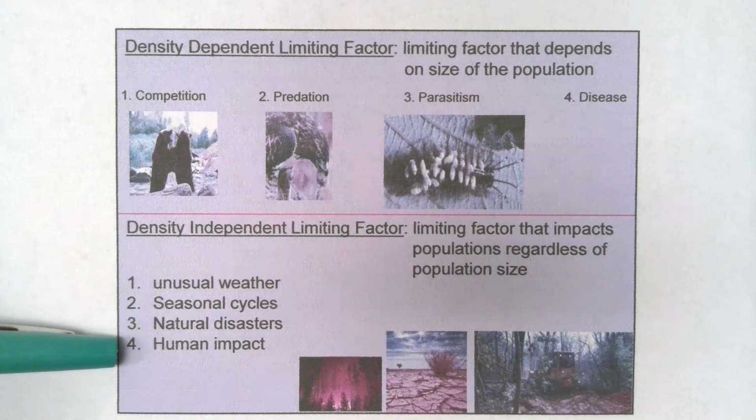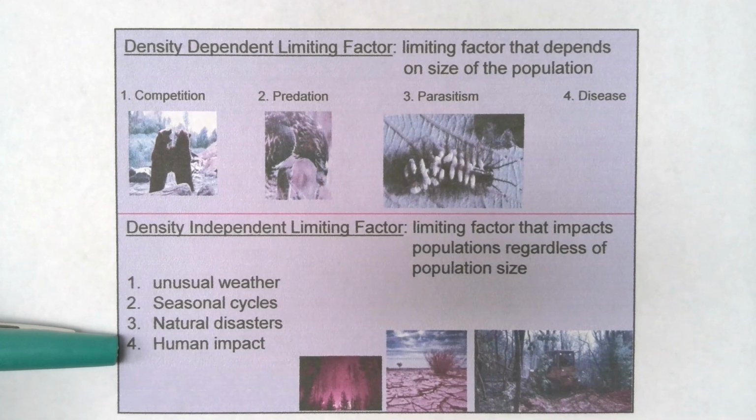And then human impact. So we tend to impact populations independent of their population density. So notice here you've got clear cutting of a forest. It's not going to matter how many trees are in the forest, so that's a density independent limiting factor. We're going to look at these a little more closely as well. You've got a drought situation, you've got a fire shown there on the left and then in the middle for the drought.